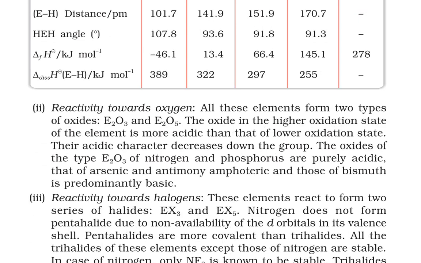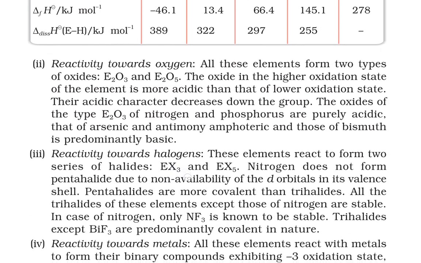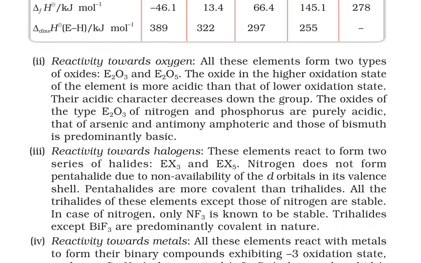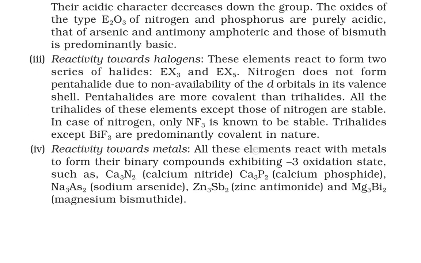Second, reactivity towards oxygen. All these elements form two types of oxides, E2O3 and E2O5. The oxide in the higher oxidation state of these elements is more acidic than that of the lower oxidation state. The acidic character decreases down the group. The oxides of the type E2O3 of nitrogen and phosphorus are purely acidic, that of arsenic and antimony amphoteric, and those of bismuth predominantly basic.